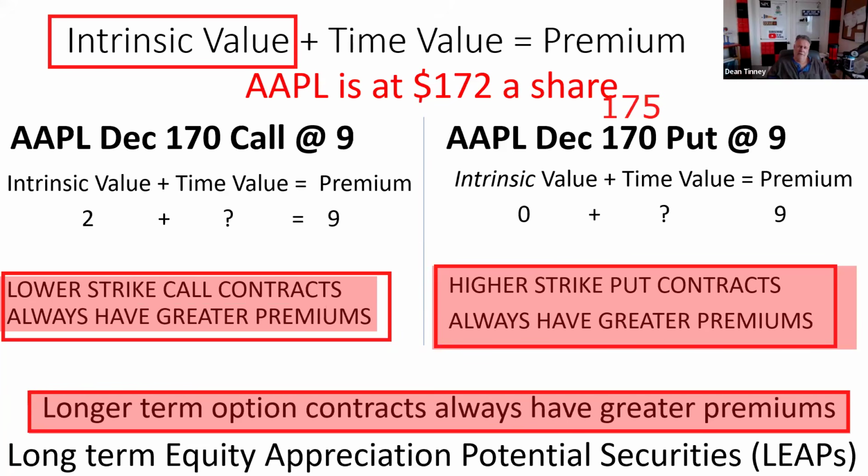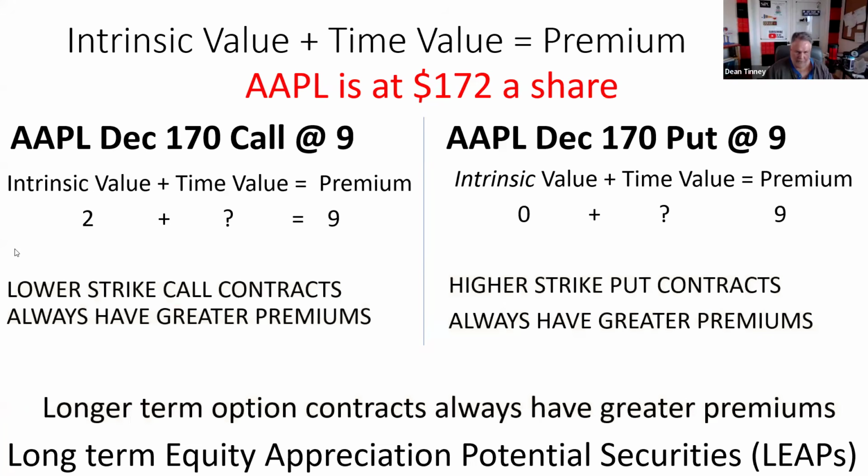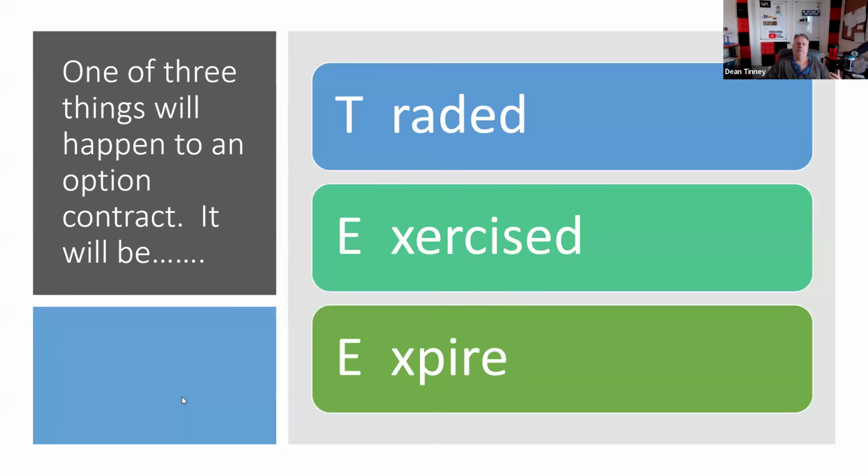How might I test you on that? I might say, which one of these 170 calls is most likely a LEAP? And it would be the one that has the huge premium. Now, I'm not asking what can happen to you. What can happen to an Apple contract?